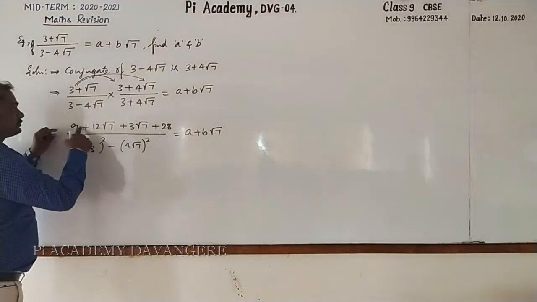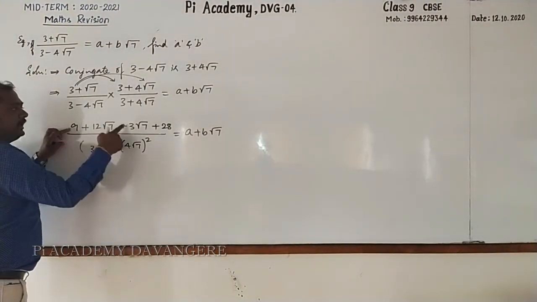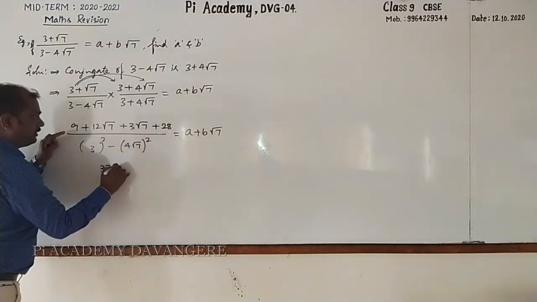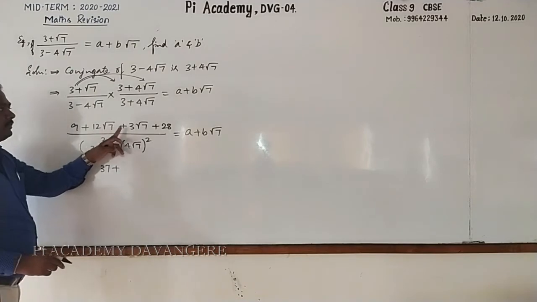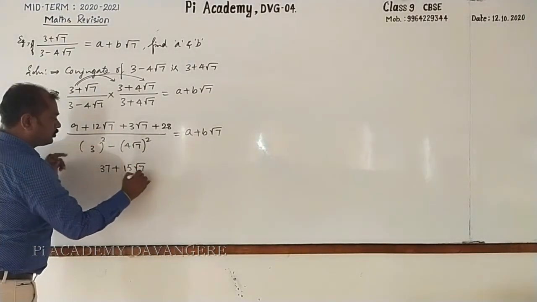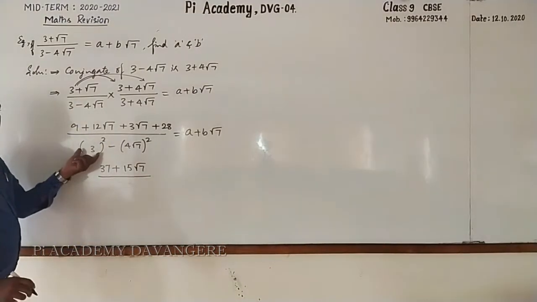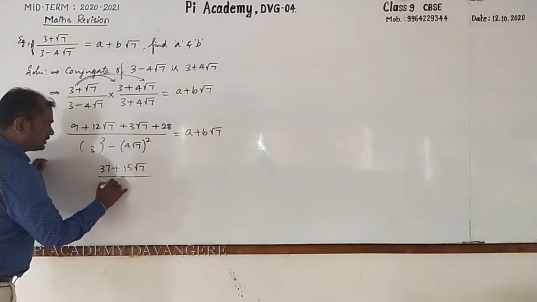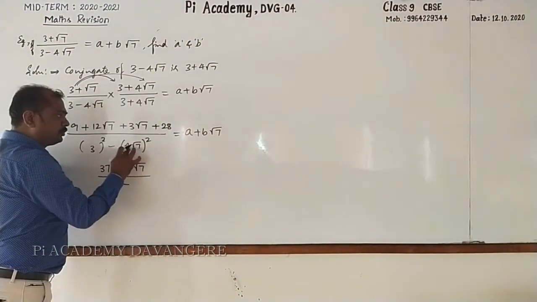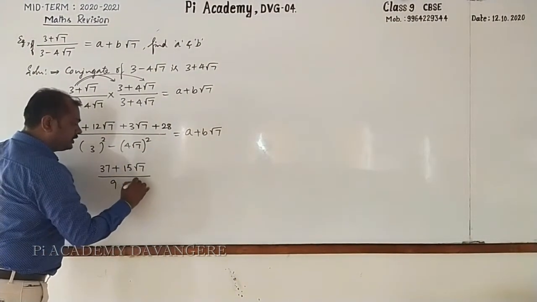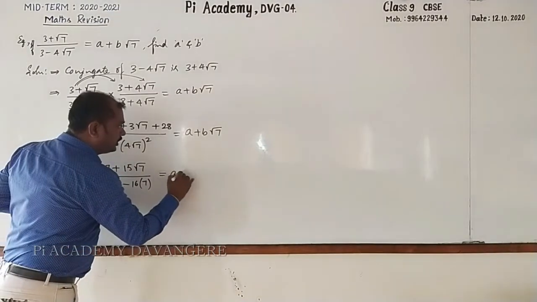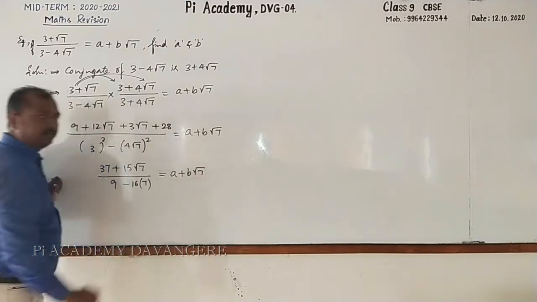Next, look at the board. Here 9 plus 28, how much is it? This is 37. 12 root 7 plus 3 root 7. 12 plus 3 is 15 into root 7, whole divided by the denominator. Here 3 square is 9 minus 4 into root 7 whole square. Apply square to both the terms. 4 square is 16 and root 7 whole square is 7, which is equal to A plus B into root 7.